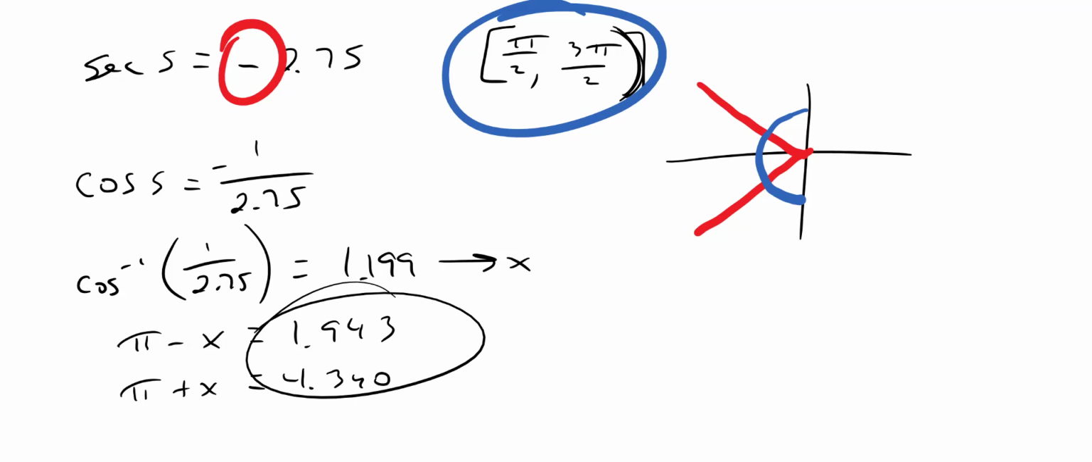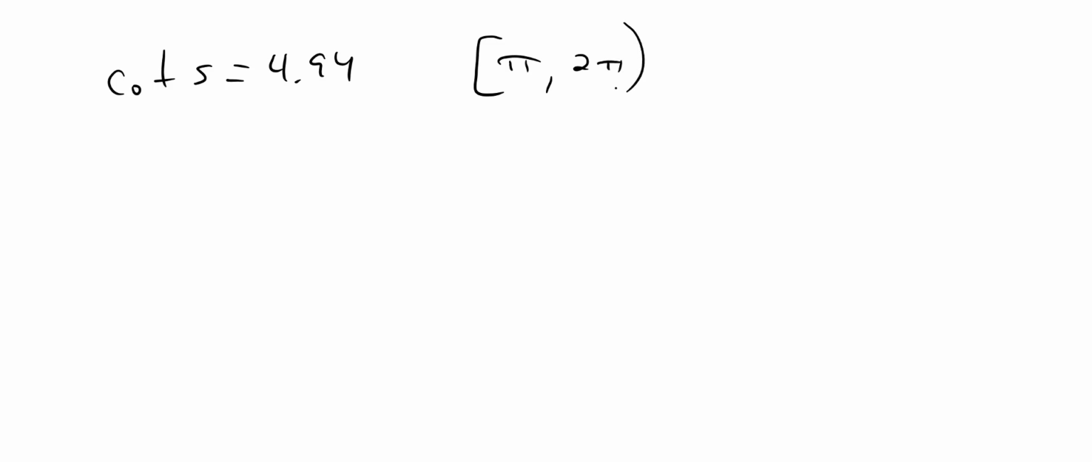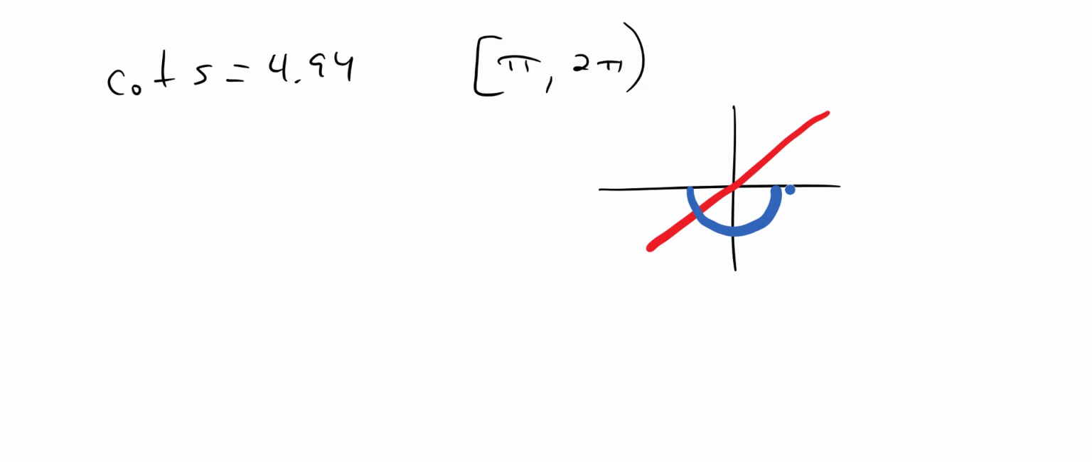All right, last problem here. We'll do cotangent of S is equal to 4.94, and it's between pi over 2 and 3 pi over 2. Okay, let's draw a picture. Cotangent is positive in these two quadrants. And it says between pi over 2 and 3 pi over 2. That means we're in these two quadrants here. So where's our final answer? Right in that quadrant. It's in the third quadrant.